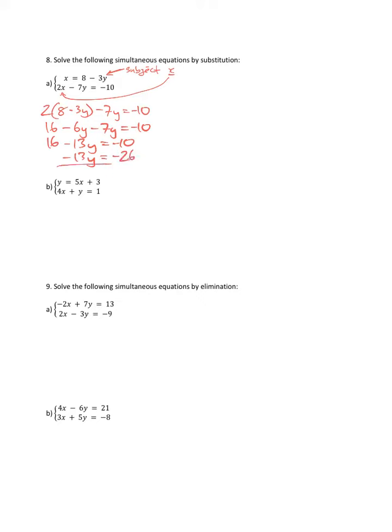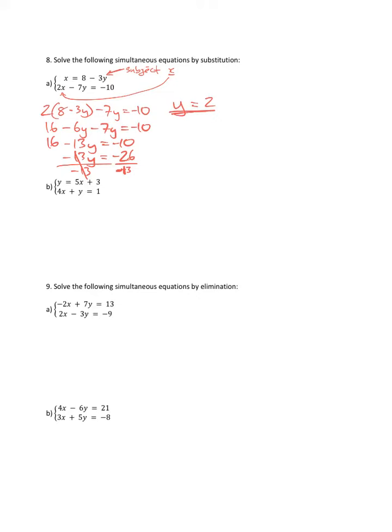What's the opposite of times it by negative 13? Dividing by negative 13. Do the same on both sides. Cancels out. Y is going to be negative 26 divided by negative 13. Negative divided by negative is a positive 2. That's not the solution, though, because that's just what y is. I need to know what x is.